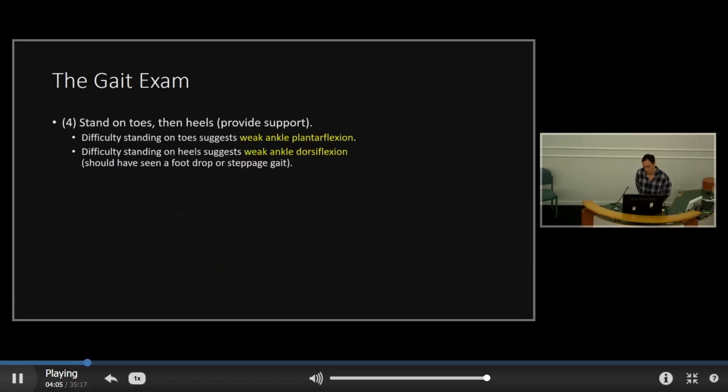Step 4, stand the person on their toes and then their heels, and this is a test of distal power. So if they have difficulty standing on the toes, which is actually the balls of the feet, not the toes per se, it suggests weak ankle plantar flexion. And if they have difficulty standing on their heels, dorsiflexion is impaired. And in that case, you should have seen a foot drop or a steppage gait. You'd be thinking more along the lines of a neuropathy than a myopathy.